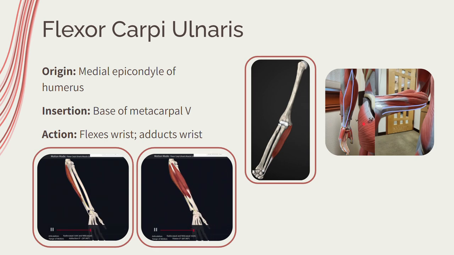I put 2 pictures to better see it on the model, since here you can see it at an angle, and if you're looking at it from this view, you could see how it goes from the medial epicondyle of the humerus here to the base of the metacarpal. You could better see the origin and insertion on the model, and here you could see the muscle next to the rest of the flexor muscles. And then its action would be flexing the wrist. Here we see it flexing the wrist, and here we see it adduct, so it's moving medially towards the body in this scenario.